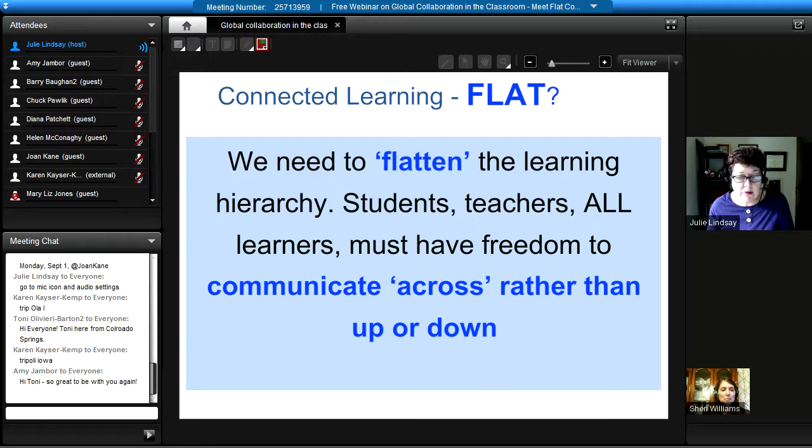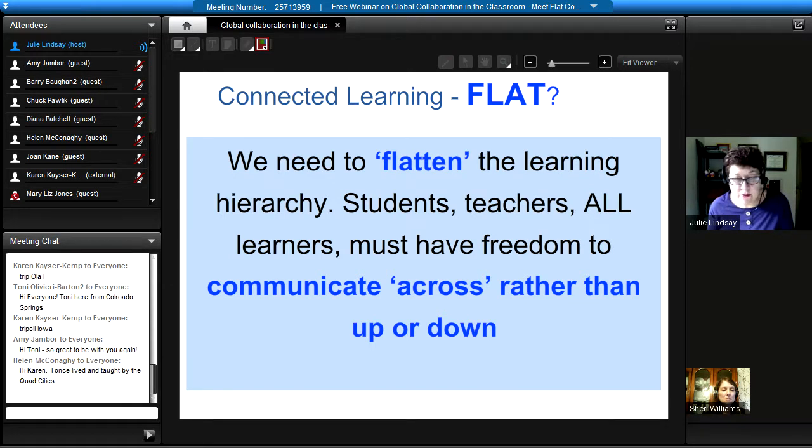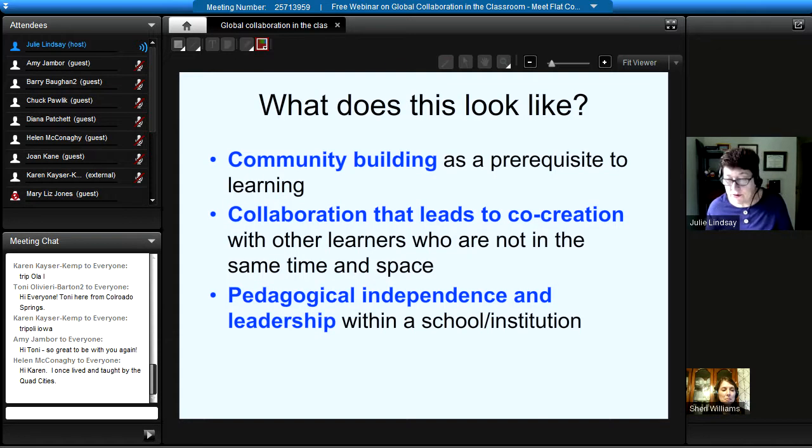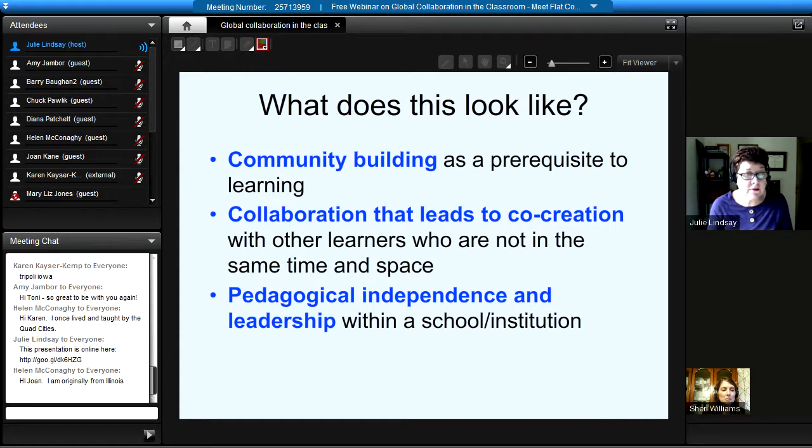when we talk about connected flat learning, we talk about flattening the learning hierarchy. Students and teachers and all learners must be able to communicate across rather than up or down. And this is a pedagogical approach, and it's a way that you actually work in your classroom, in your own professional learning as well. Great to see more people coming into the room. So what does this look like? And I'm sorry that some of these slides do have a lot of text on, and I'll just paraphrase them, and they're of course available for you to access after this meeting and as part of the recording as well. But we're talking about community building, and we're talking about collaboration that basically leads to co-creation. How can we get our students, how can we get ourselves building a community and co-creating things together? Collaboration that basically leads to co-creation.